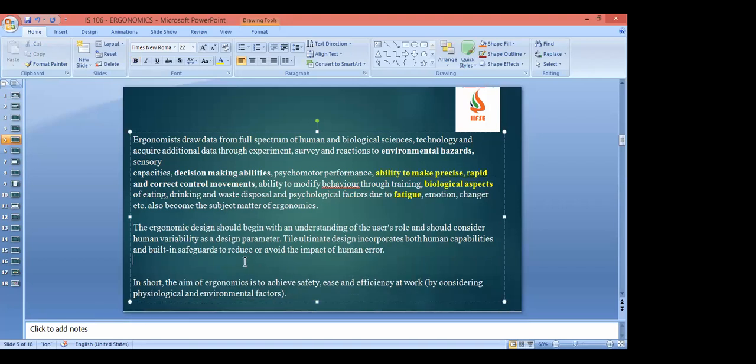The ergonomic design should begin with the understanding of the user's role. This is the main aspect while designing. For example, I am designing an ergonomic tool. So while designing, I should understand the user role. How a user is using this specific tool. How comfortably he is able to handle it.